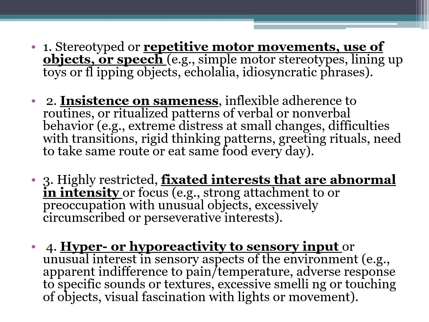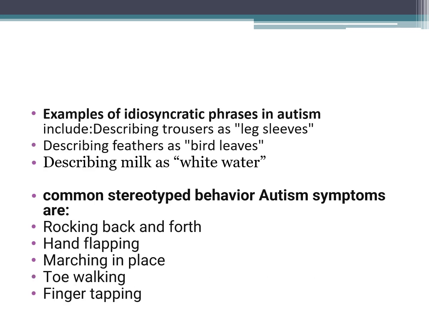Third is fixated interests that are abnormal in intensity. And fourth is hyper or hyporeactivity to sensory input. These are very evidently seen among children having ASD, where they are extremely sensitive to sensory input. We have seen children having ASD being very particular about turning on the torch and playing with the light, or they might listen to the tick sound that comes with wristwatches. It can be hyperreactivity or hyporeactivity to sensory input.